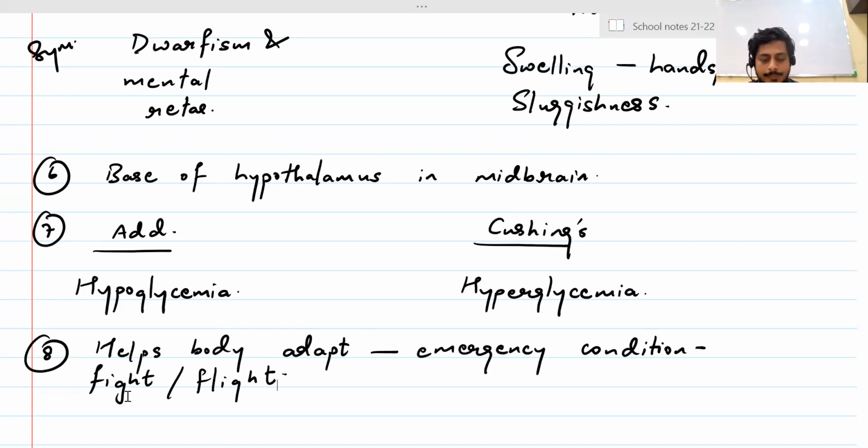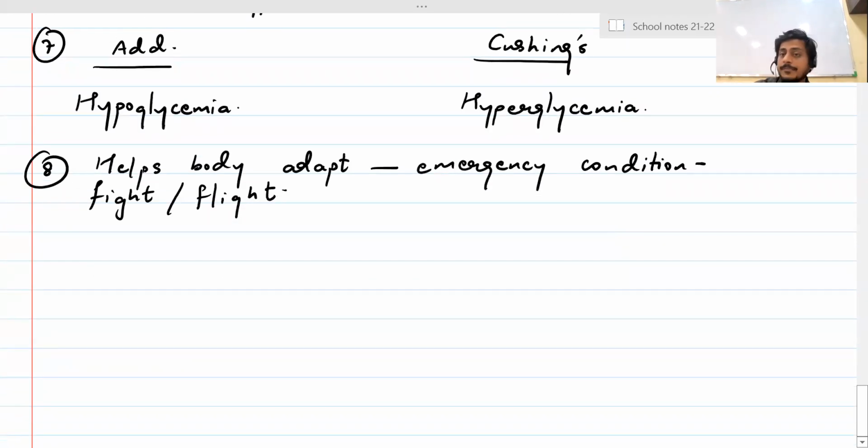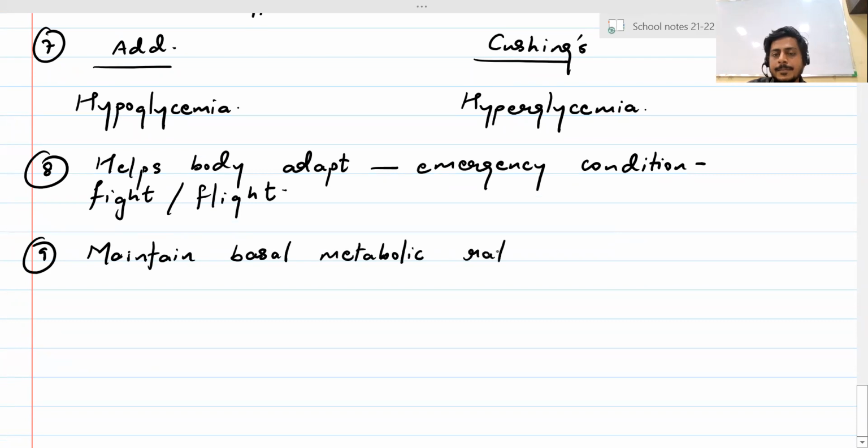Then it was the function of thyroxine. The ninth question for today from endocrine was the function of thyroxine. So thyroxine has a simple function. Thyroxine maintains basal metabolic rate. To maintain the basal metabolic rate. Metabolic will have a single L. To maintain the basal metabolic rate. Make sure you write the full form. Don't write increase, decrease, just write maintain.